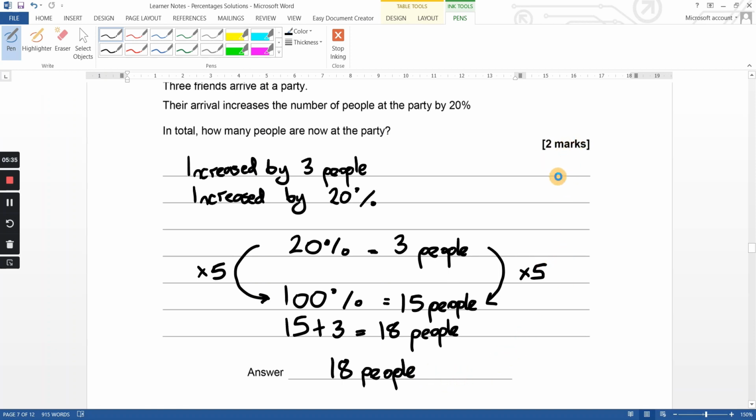And again, 2 marks, don't spend ages on something like this. You don't want to waste a lot of time on this type of question. Maximum 2 minutes you should spend on this. Obviously I've spent a bit longer just by explaining things. You can see there's not that much working out for this question, but you just have to be careful. Don't be tempted to put 15 as your answer. You have to put 18 people in this case, because it's asking how many are now at the party after the increase has occurred.